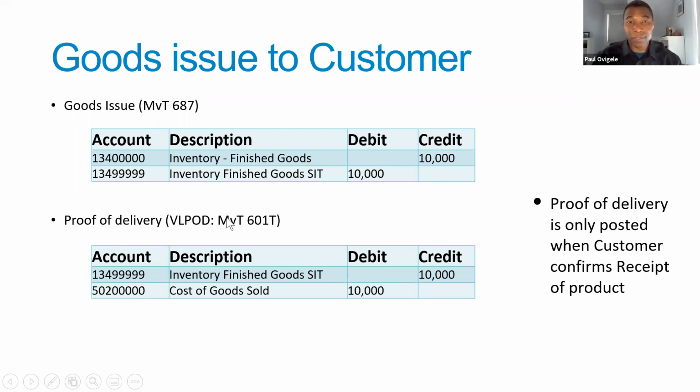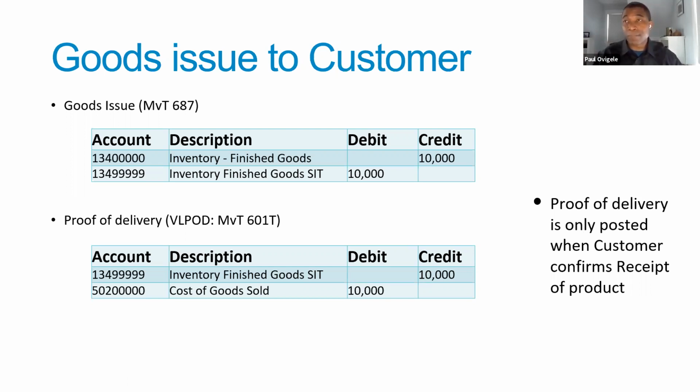Only when the proof of delivery is done, right? When the proof of delivery is done, it's going to have this movement type 601T, T is for transit. That's when it leaves SIT and goes to cost of sale. So this proof of delivery is only posted when the customer confirms. Now, for some companies, if it's an external customer, we don't know when they are going to confirm.